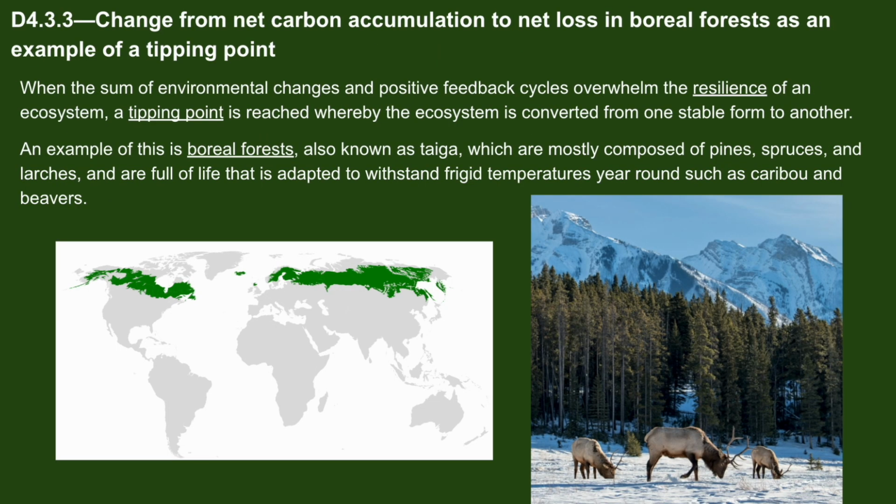Okay, when the sum of environmental changes and positive feedback cycles overwhelm the resilience of an ecosystem, a tipping point is reached whereby the ecosystem is converted from one stable form to another. Okay, an example of this is boreal forests, which are mostly composed of pines, spruces, and larches. They're full of life that is adapted to withstand frigid temperatures year-round.